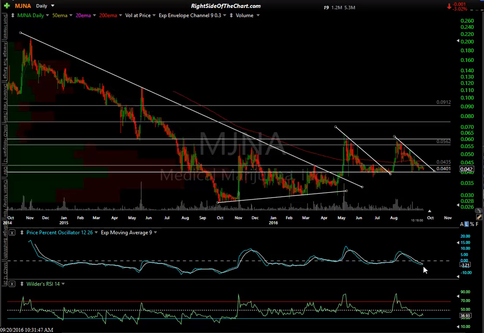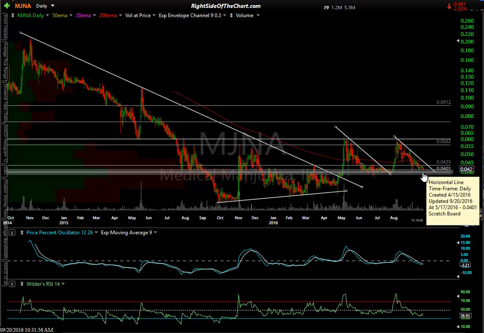So it's coming up on support. Looks like the PPO is starting to turn up. It hasn't done so yet, still pointing lower, but you want to watch for that. And you could take a shot here. Now the thing about these stocks is they can be dead money for a long time. You want to play these with the momentum traders when the momentum's there. When the momentum's out of the stocks, they can be dead money or drift lower for a long time.